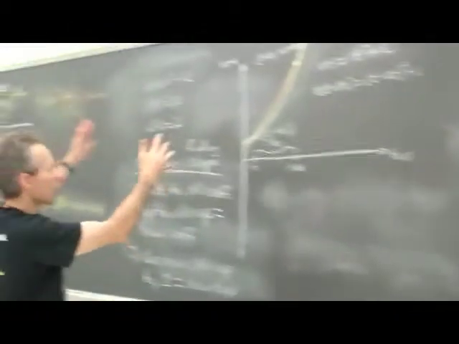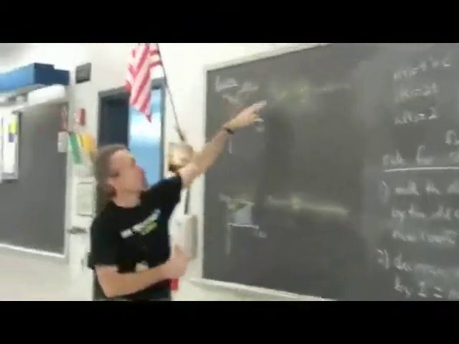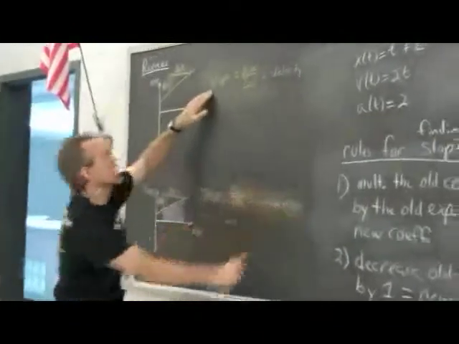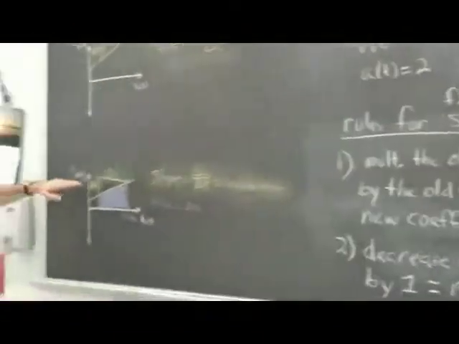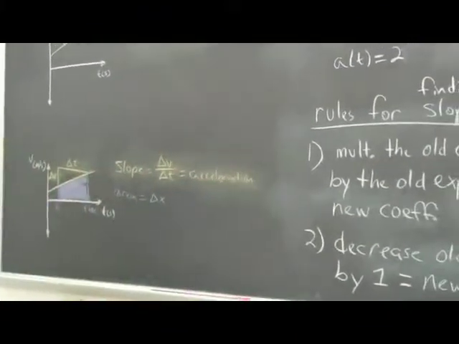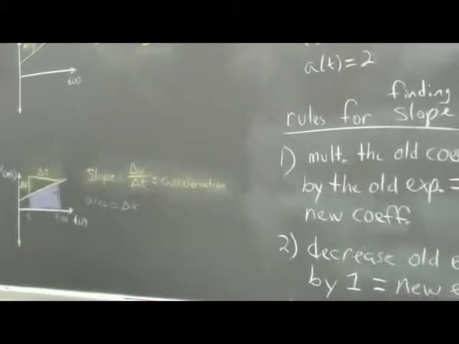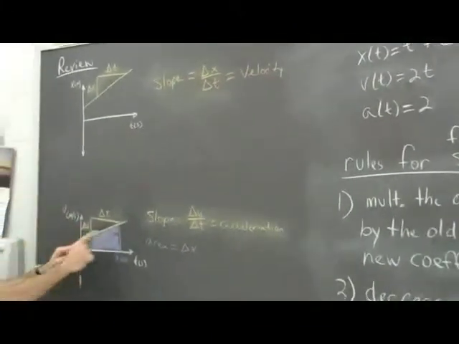So the rules over here are rules for finding the slope. The rules over here are rules for finding the area. So again, going from a position time graph to a velocity time graph, I need to find the slope. So I'd use these rules. For a velocity time graph, if I want to find the acceleration, I would find the slope. So again, I'd use these rules. But if I have a velocity time graph and I want to find the position, that would be the area, I'd have to use the rules over there.